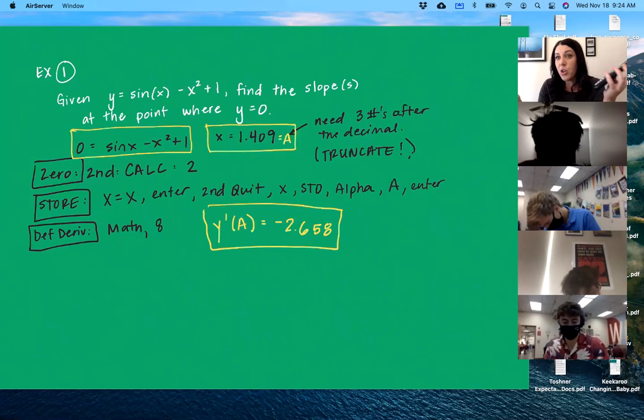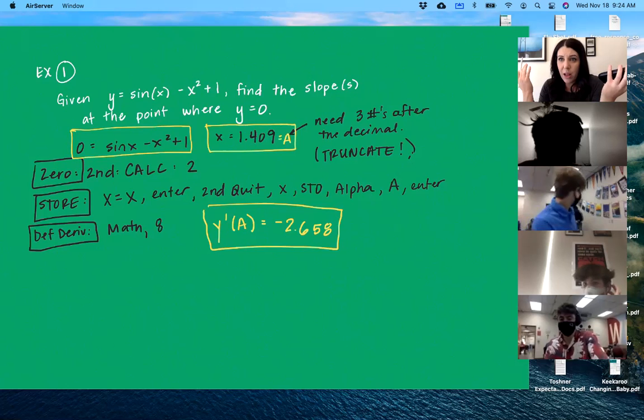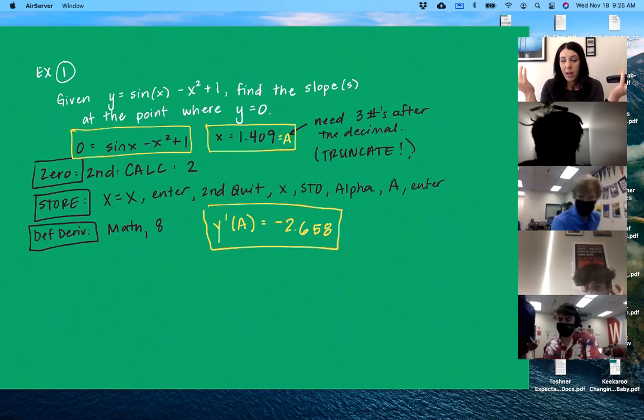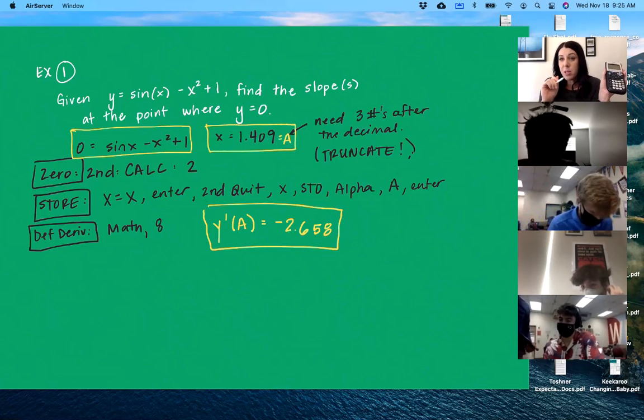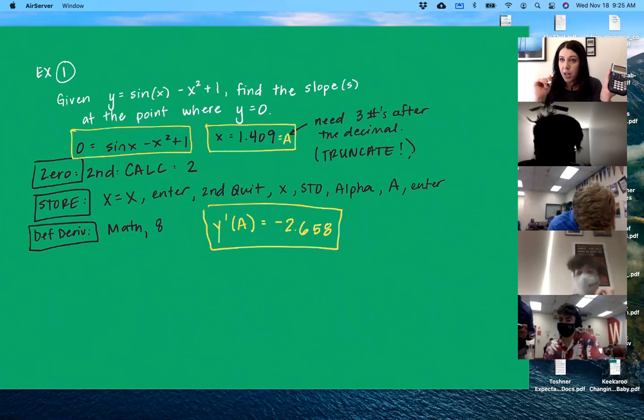You can store it into any alpha you want. Like I chose alpha A, we could have stored it anywhere. For this problem, since we already used A, you'd want to store it into maybe B or something. And then you do your definite derivative for that one. Okay. What questions do y'all have here?